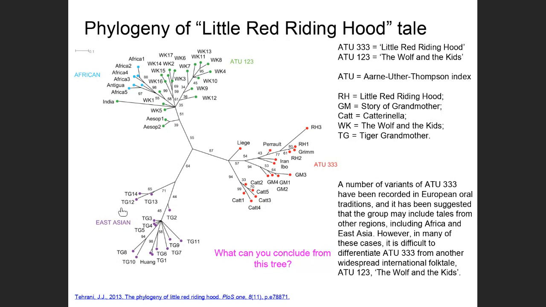But then there's East Asia. See, in my thought, India would actually group over here. So apparently in India, they have something that is The Wolf and the Kids. No, their story resembles The Wolf and the Kids more, because that's the green dots. Then the story in Asia is Tiger Grandmother. So that, see the TG?